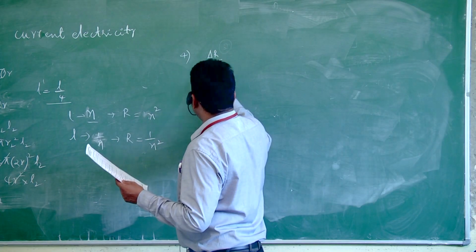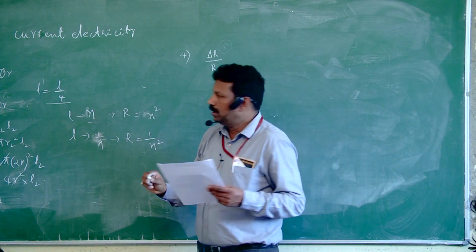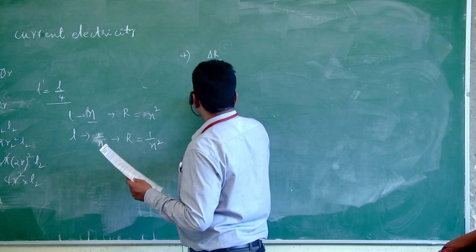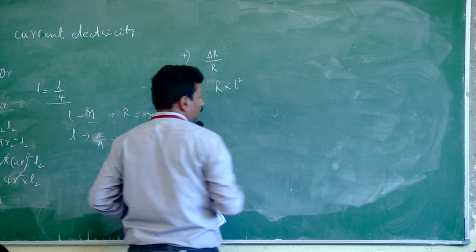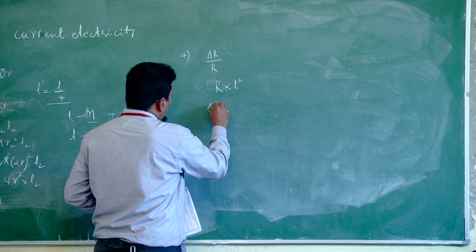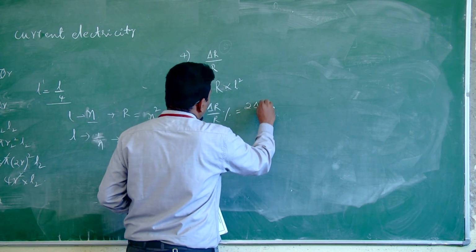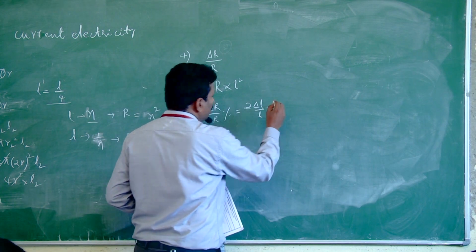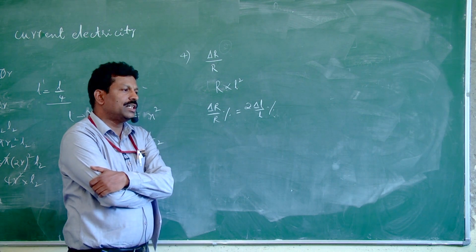You would have come across this in errors, percentage increase. So the length increased by twice. We know resistance is proportional to L squared, this formula, right? Then delta R by R percentage is equal to twice delta L by L. Do you know this? Percentage errors come in the first piece: absolute error, relative error, percentage error.